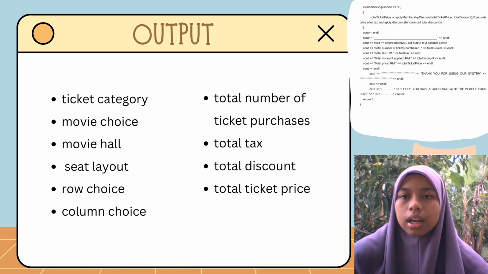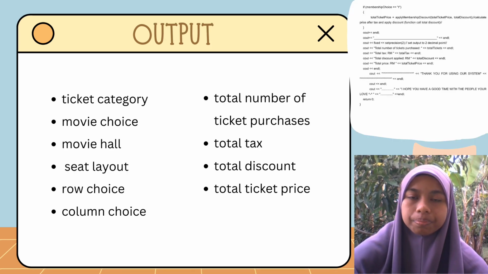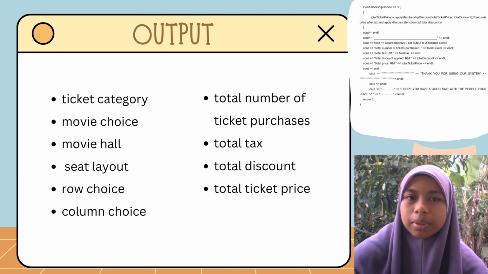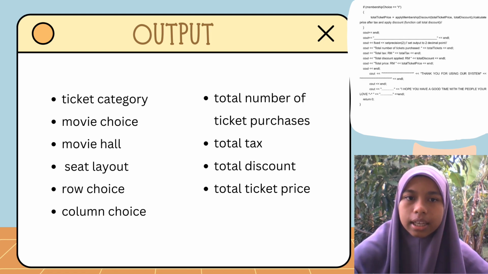And for the output, the program will display ticket category, movie choice, movie hall, seat layout, row choice, column choice, total number of tickets purchased, total tax, total discount, and total ticket price.